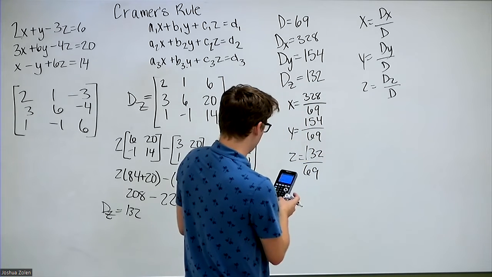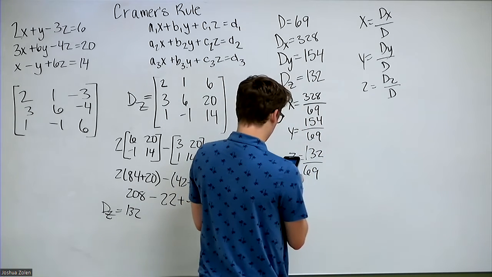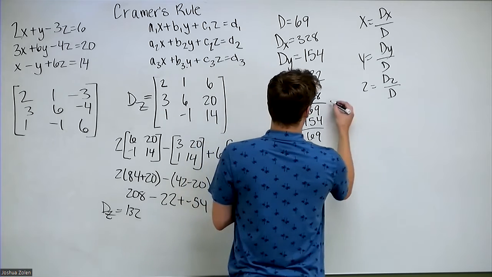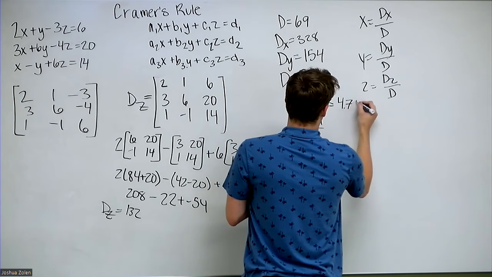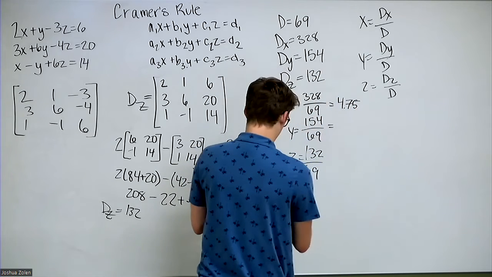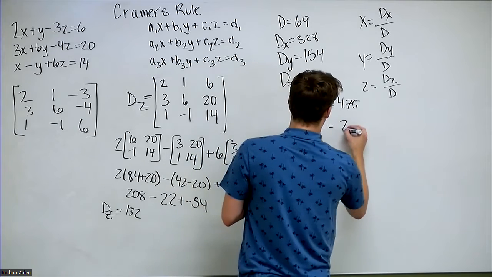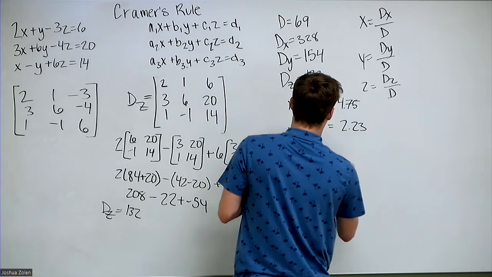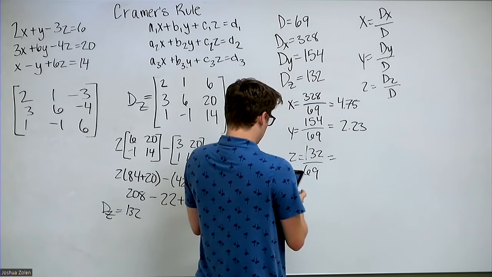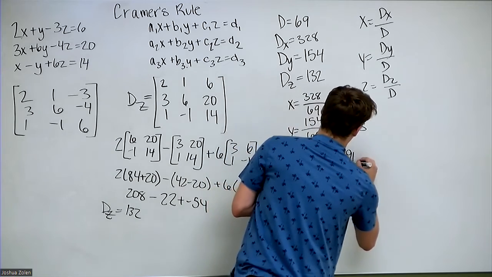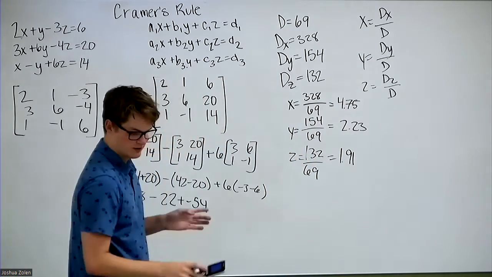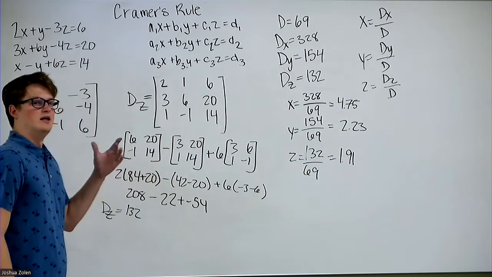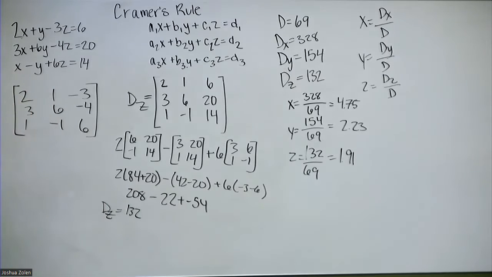And then if we want to put these in decimal form, we have x is equal to 4.75, y is equal to 2.23, and z is equal to 1.91. Okay, so we have our three different variables. Now we want to make sure, we went through all this work, so we want to make sure that our three variables are actually right.